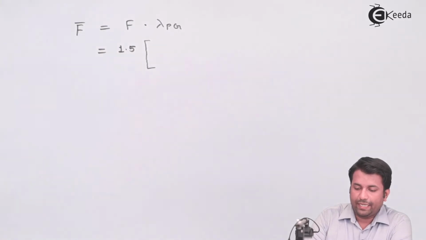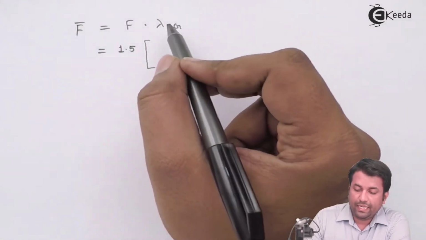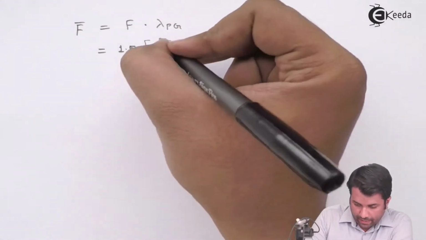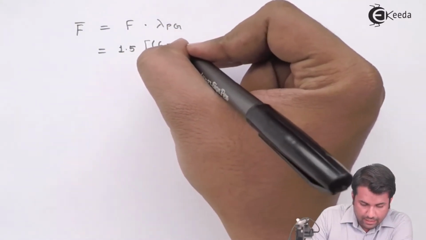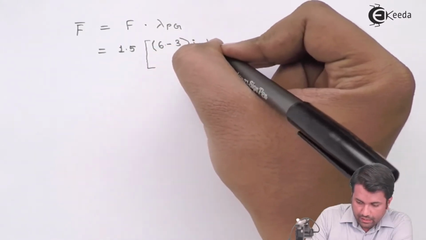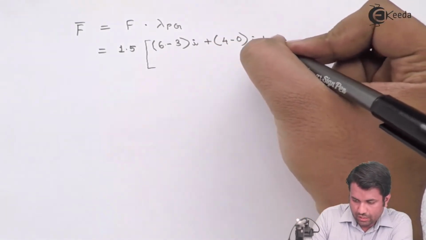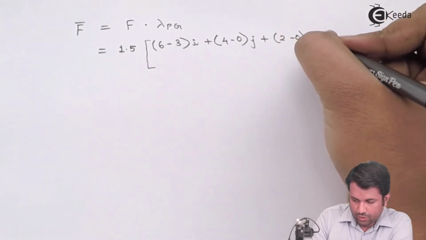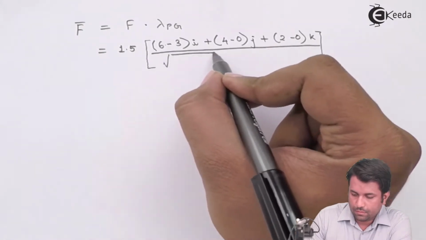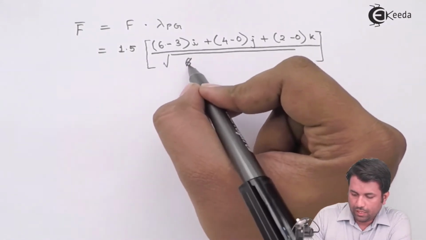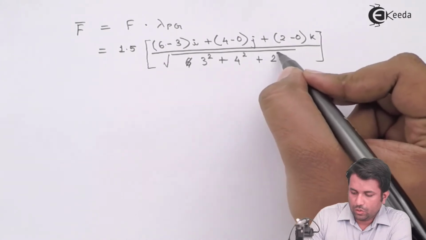Since I am taking the unit vector as lambda PG, I need to subtract G minus P, so it will be x coordinate of G minus x coordinate of P, so that is 6 minus 3 i plus 4 minus 0 j plus 2 minus 0 k. Sorry, this should be 3 square plus 4 square plus 2 square.